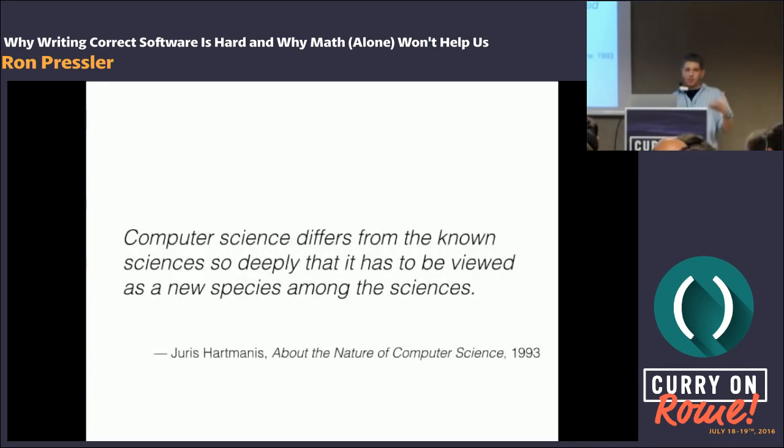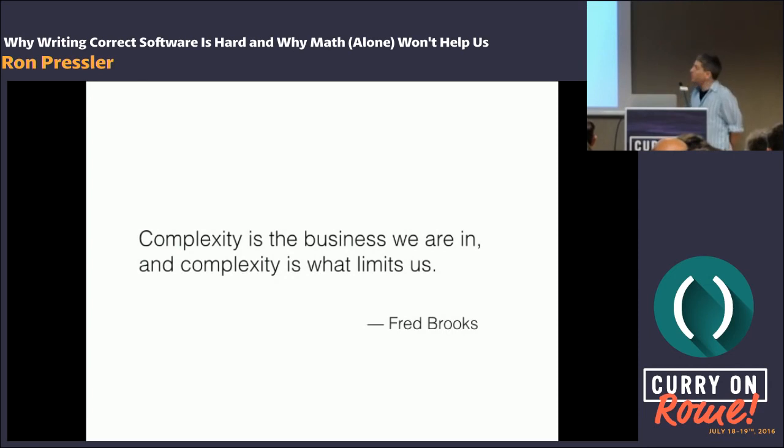Now, I'm not saying that computer science is physics. Juris Hartmanis actually wrote a paper explaining why it isn't physics, and obviously it isn't math. But he says that computer science differs from the known sciences so deeply that it has to be viewed as a new species among the sciences. I'll conclude with something Fred Brooks wrote: complexity is the business we are in, and complexity is what limits us.